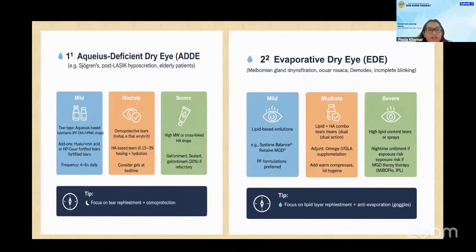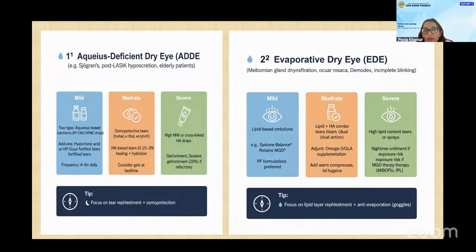Now, if it's an aqueous deficient dry eye, if it's mild, you just give an aqueous-based lubricant like CMC or HPMC. But if it's moderate, then you add HP-guar fortified tears or sodium hyaluronate-based tears, because they give increased hydration, and consider gels at bedtime. And if it's severe, then you consider high molecular weight or cross-linked sodium hyaluronate-based drops, and also gel at nighttime. So focus on tear replenishment and osmoprotection as well.